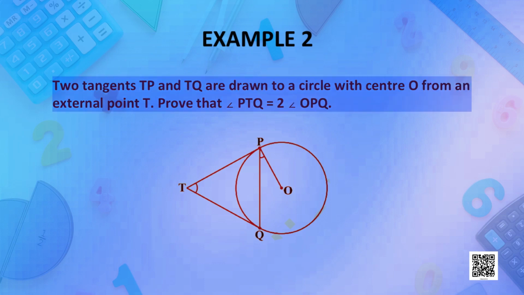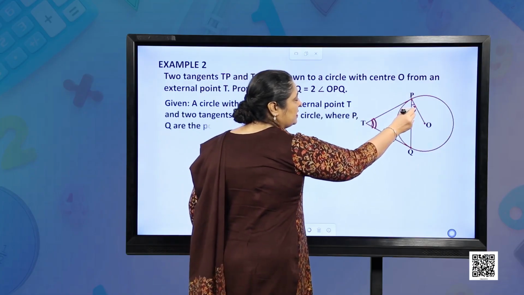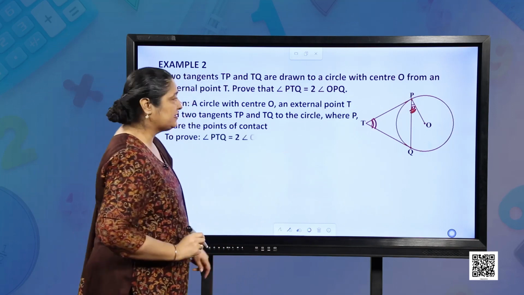Two tangents TP and TQ are drawn to the circle with center O from an external point T. Prove that angle PTQ is equal to twice of angle OPQ. So, what we have is this angle is twice of this smaller angle. We have to prove this.